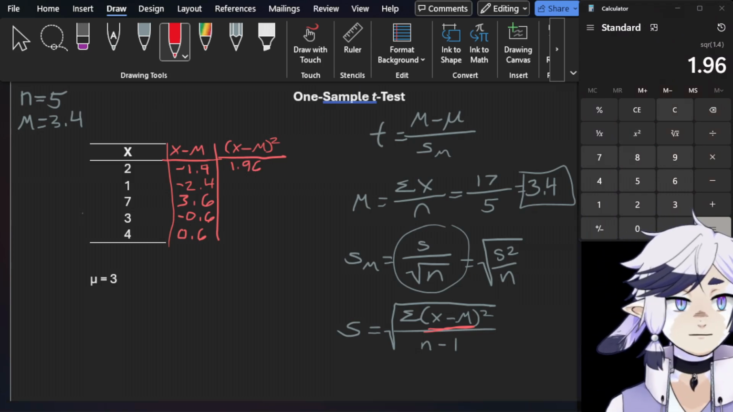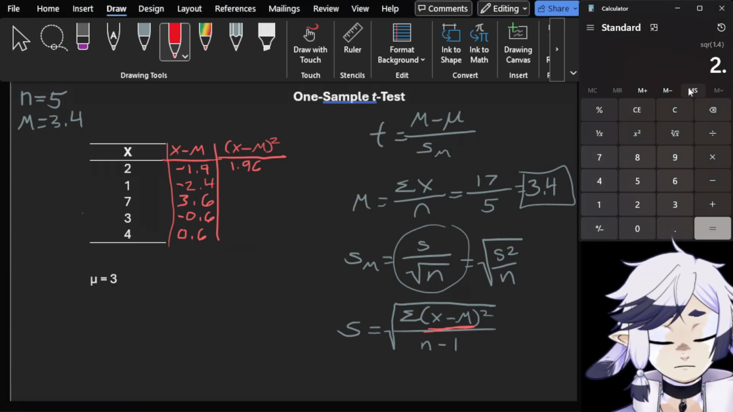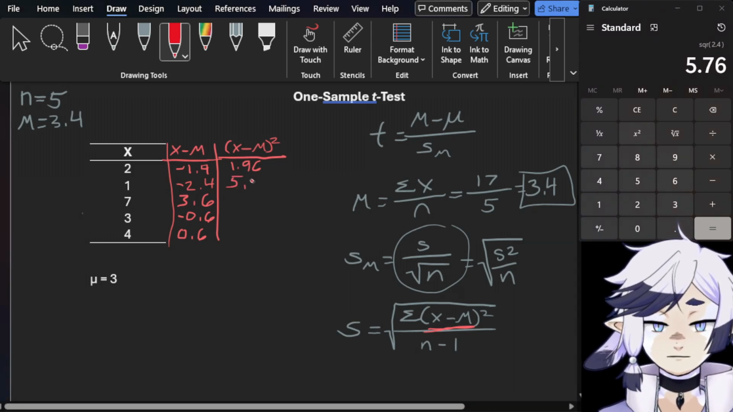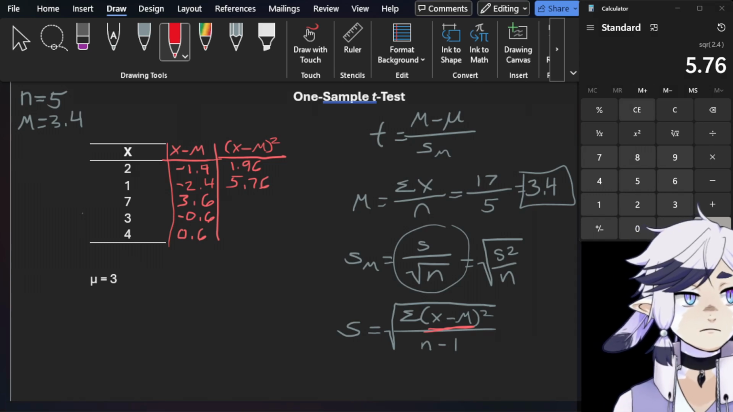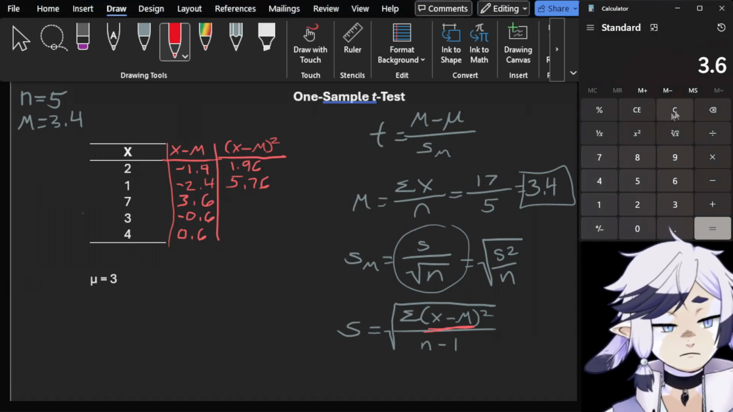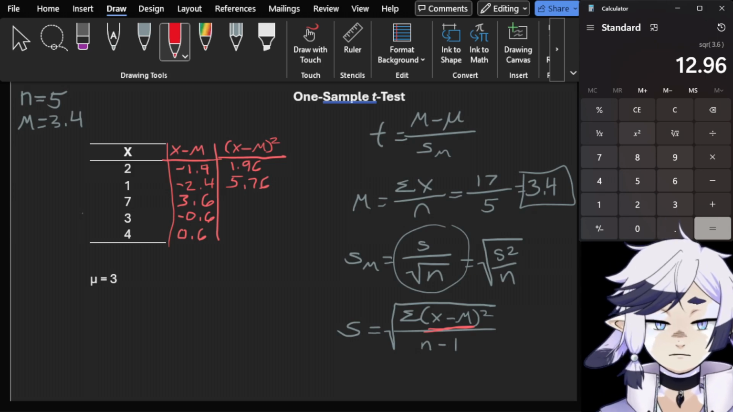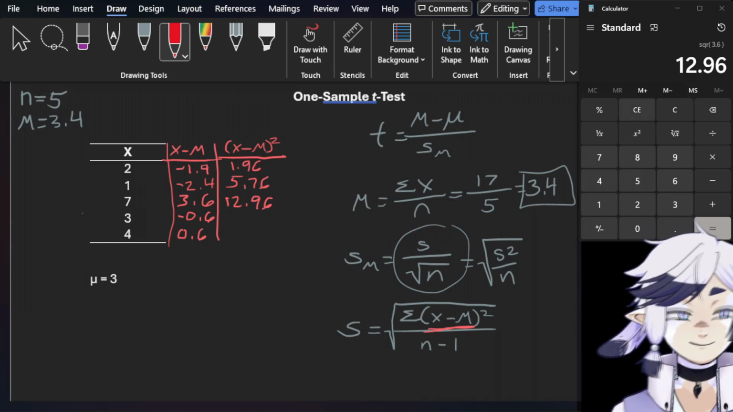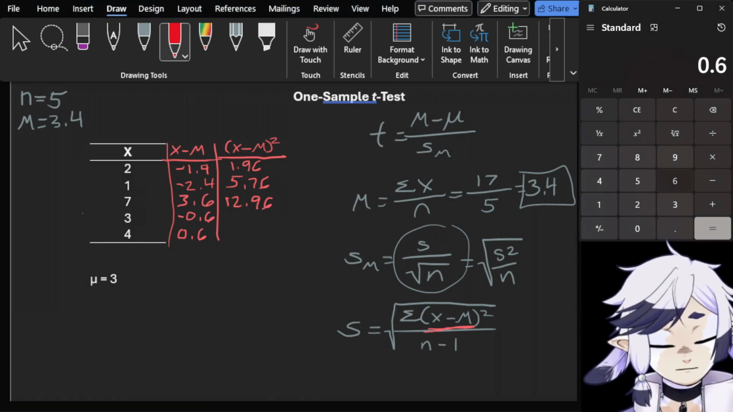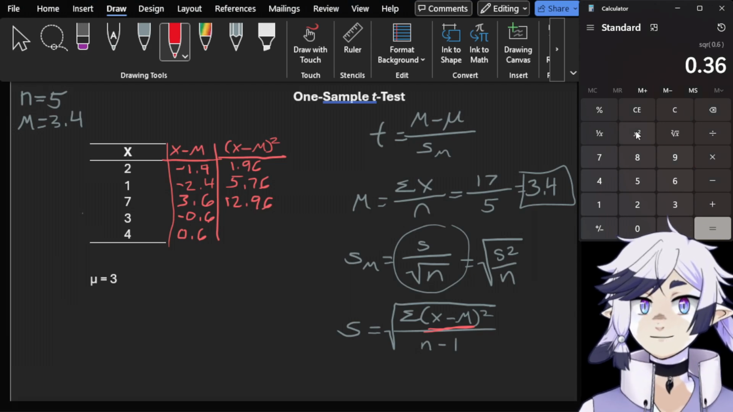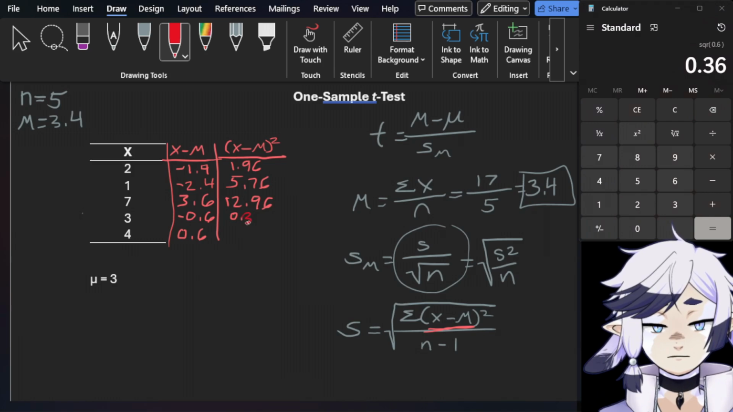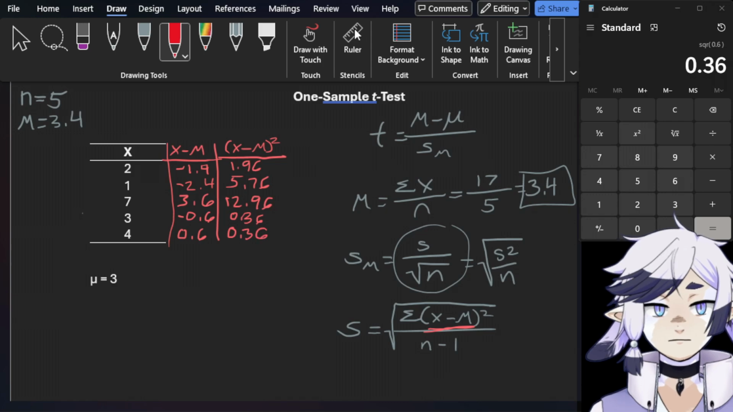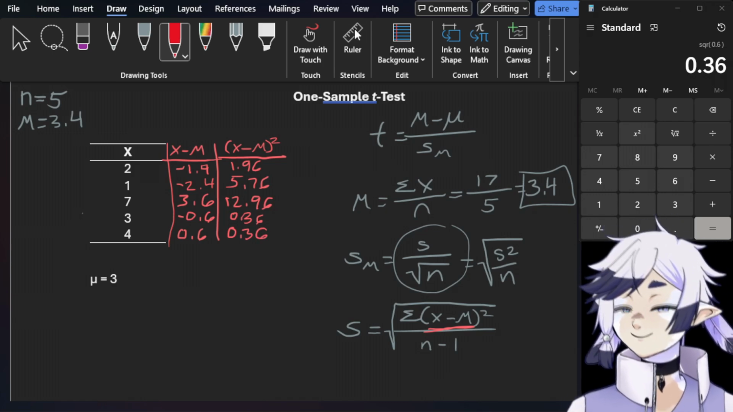And then we do that all the way down. Negative 2.4 squared is 5.76. 3.6 squared is 12.96. Negative 0.6 squared is 0.36. And positive 0.6 squared should also be 0.36, based on what we know about squaring negative and positive numbers.